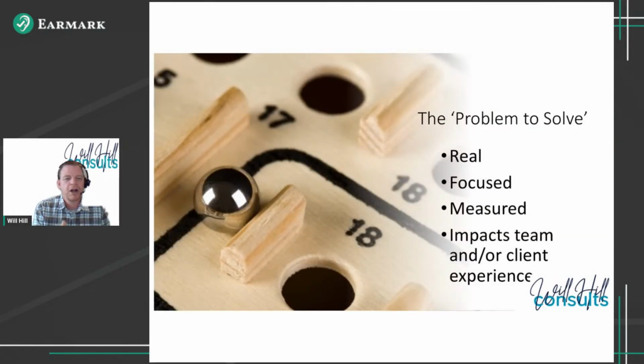When we talk about the problem to solve, I think it's important that you identify what problem it is you're solving. If we are starting our evaluation of technology without a problem to solve in mind, we're doing it wrong. We're doing it wrong. Now, sometimes we need to think about that word problem a little bit differently.